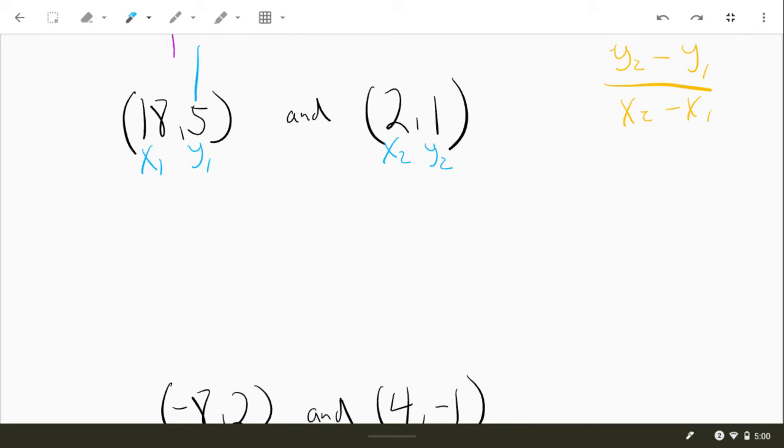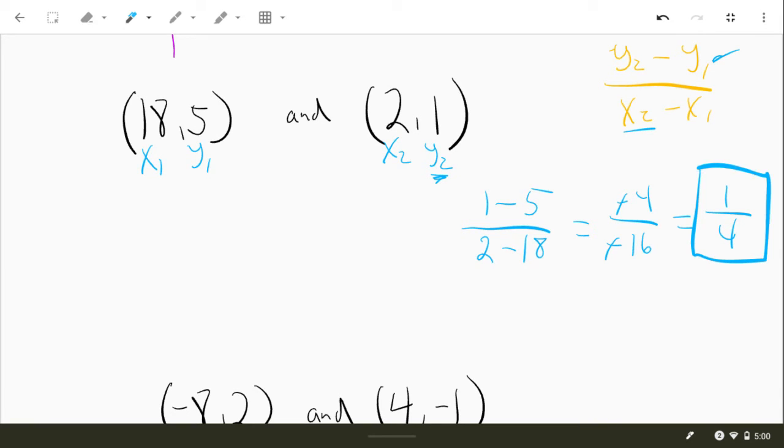So for the top number, we're going to subtract the y values. I'll just do it straight from the way the formula says: y2, which is 1, minus y1, which is 5, over, and then we subtract the x values: x2, which is 2, minus 18. 1 minus 5 is negative 4. 2 minus 18 is negative 16. The negatives can just cancel each other out. 4 over 16 will simplify down to 1/4. And that's our answer for that one.